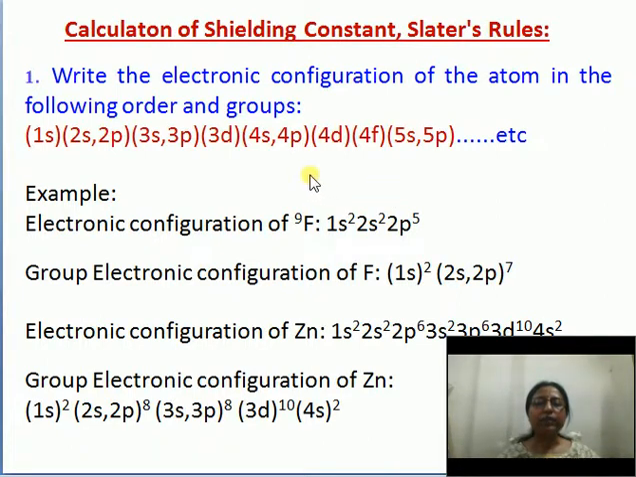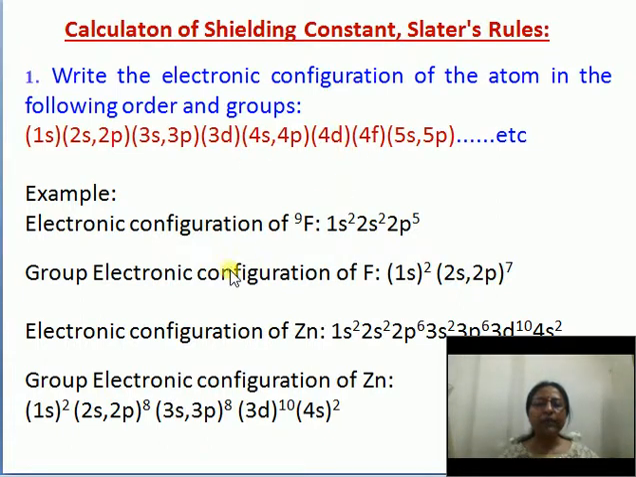The first rule of Slater's rule tells us to write the electronic configuration of the atom in the following order and groups. So what is that order and groups? You see here, the group electronic configuration is written like ns, np together, and d and f are kept separately. Everywhere, with the same principal quantum number, s and p orbitals are kept in a group, and d and f orbitals are kept separately even if they have the same principal quantum number.